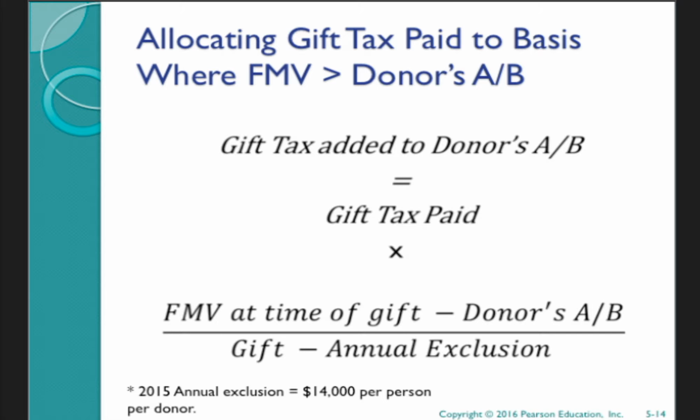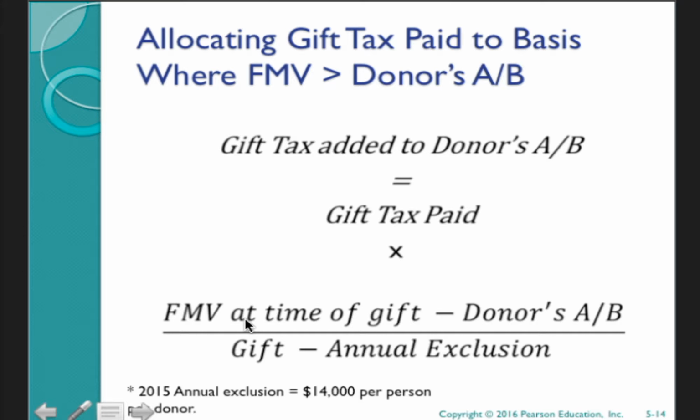This slide is just showing, this is the donor or the person giving the gift. So if the gift tax paid where fair market value is greater than the donor's adjusted basis, then a certain amount of that gift tax is added to the adjusted basis of the donor. Okay, so you have gift tax paid times the fair market value at the time of the gift minus the donor's adjusted basis divided by the gift minus the annual exclusion.